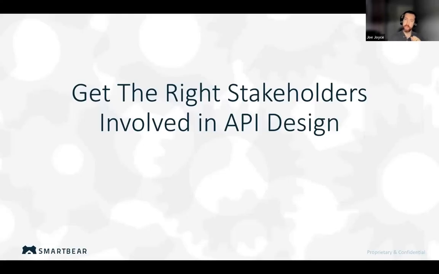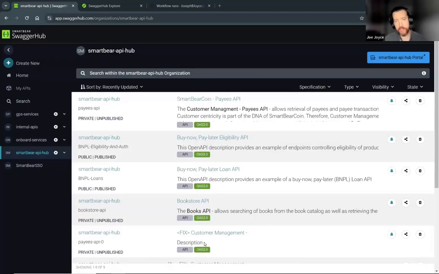And the first tip for getting the most out of SwaggerHub is to get the right stakeholders involved in the API design process. You might be happy to hear we'll be going light on slides today. We'll really just use the slides as a guideline for the different agenda points. But yes, the first suggestion is to get the right stakeholders involved in your API design process.